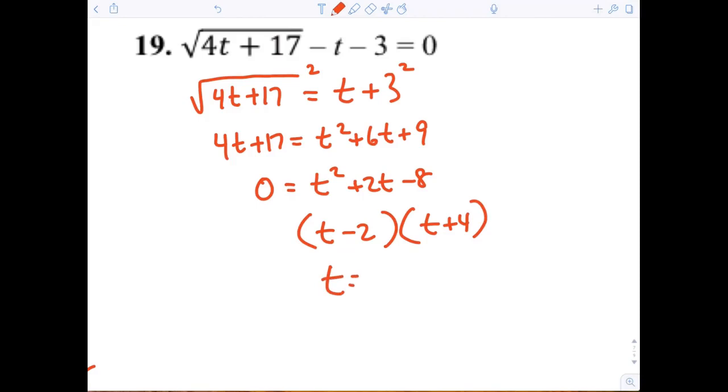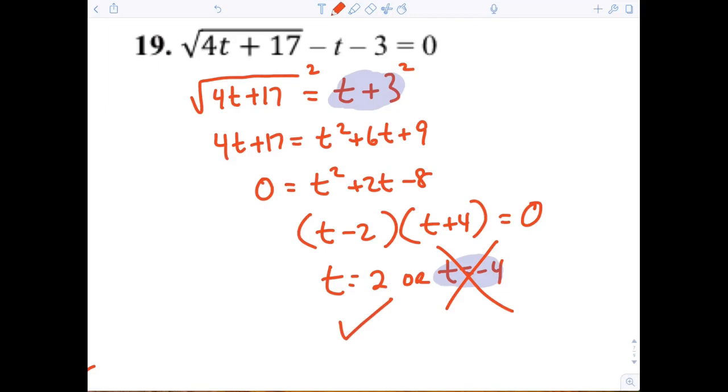So t is equal to what? Can t be negative 4? Well, look, if I plug it in, that becomes negative 1. Do you agree with that? The square root can't be negative. So that's an extraneous solution. 2 is the only one that works. Very good.